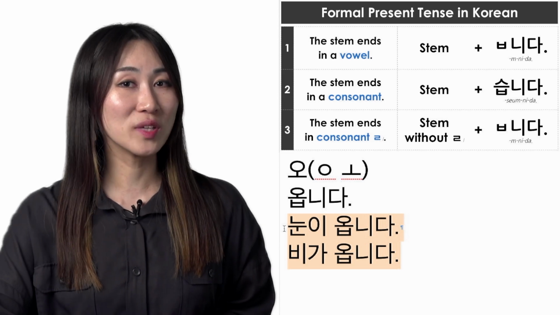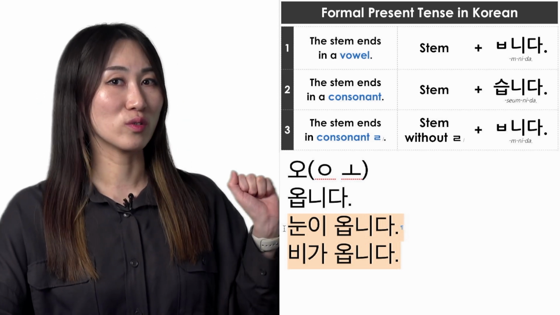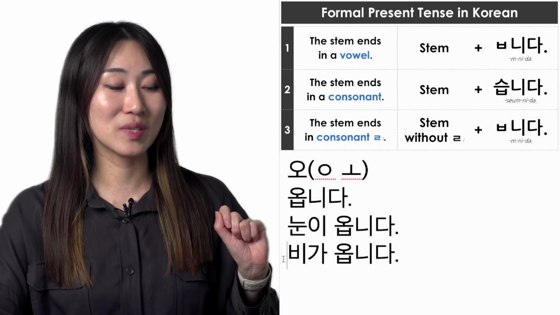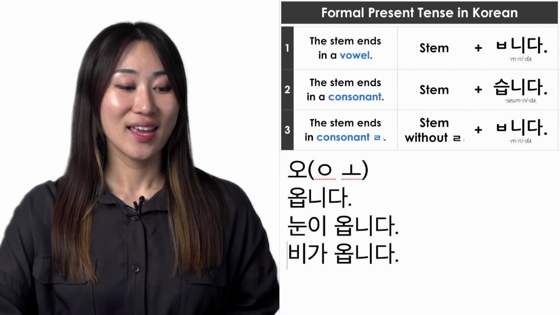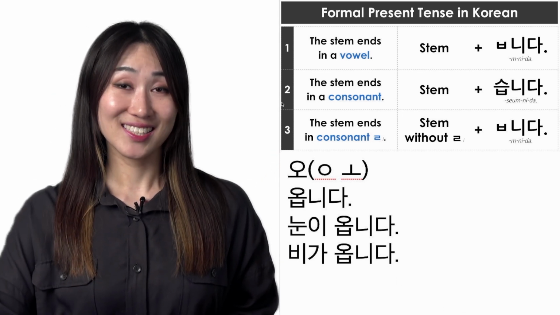So 눈이 옵니다. Oh, it snows. Look at the window. 눈이 옵니다. It snows. Or 비가 옵니다. It rains. And let's look at the second example.